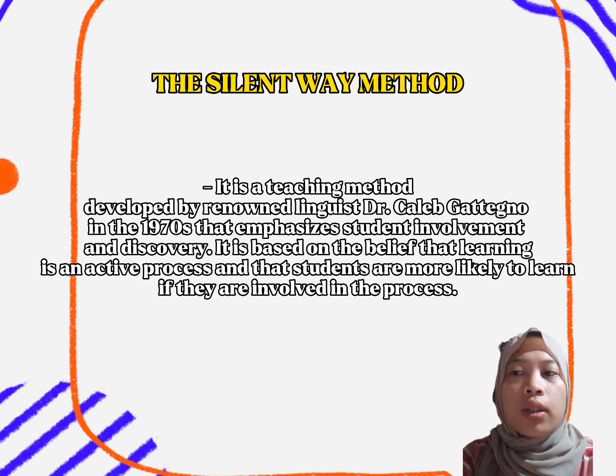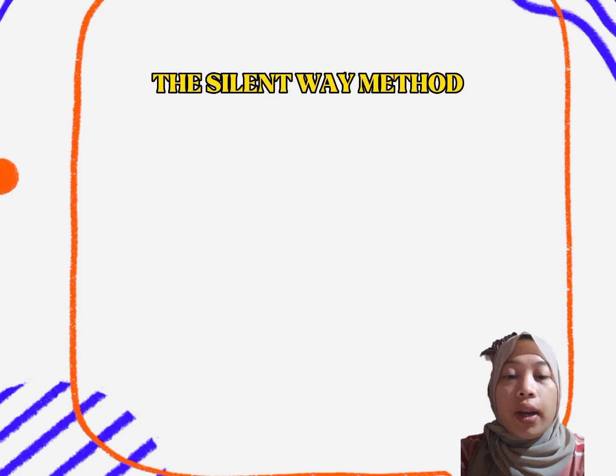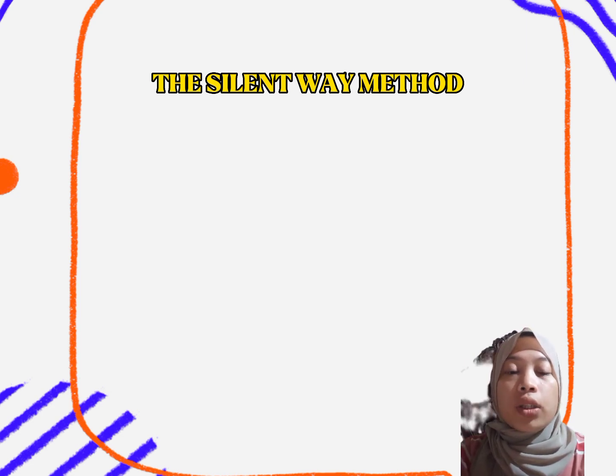In this method, the teacher is more of a facilitator than a lecturer, and he or she uses various techniques to help students internalize the new language. One such technique is called echoing, where the teacher repeats what the student has just said, but with the correct pronunciation. This allows the students to hear how the words should be pronounced and to self-correct if necessary.